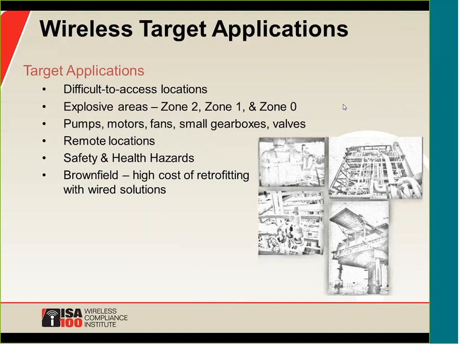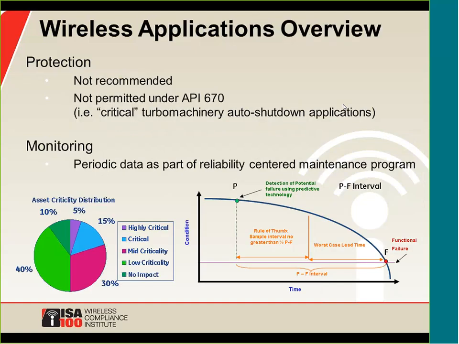What are some of the applications for wireless systems? Assets that are difficult to access, that are tough to get into. Maybe they're mounted or located in explosive areas where you don't want to send people in, if at all possible. Maybe a retrofit situation where you will experience a high cost of installing wiring to bring that data back to the condition monitoring system. Remote locations and lower cost assets such as pumps, motors, fans, small gearboxes, and valves, for example.